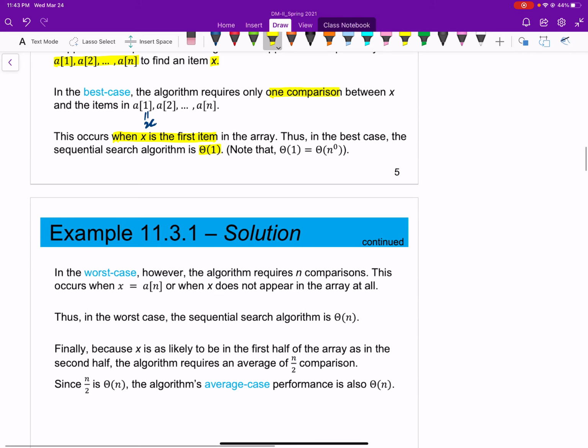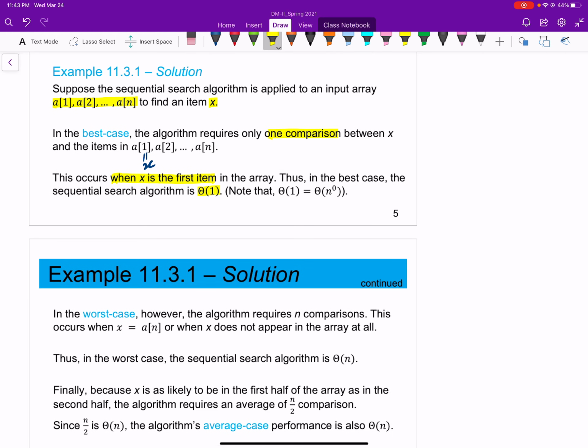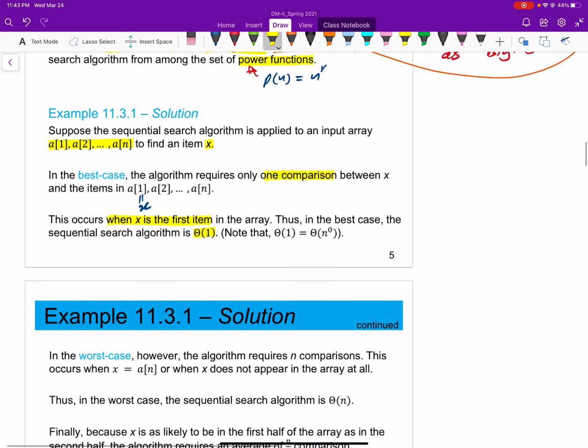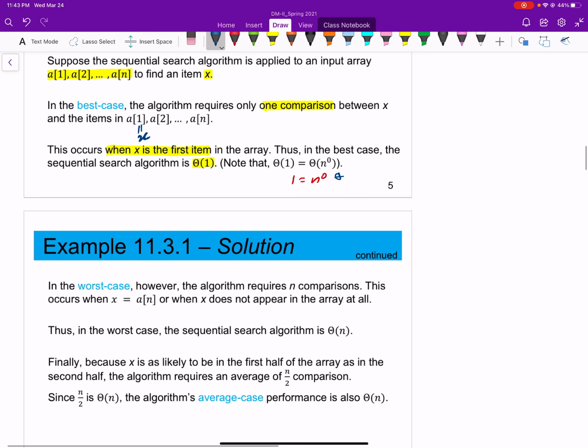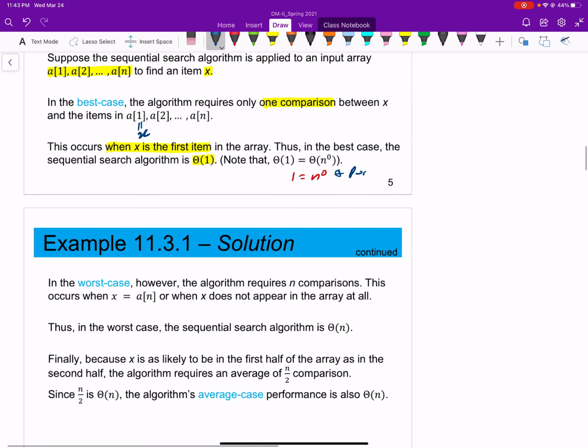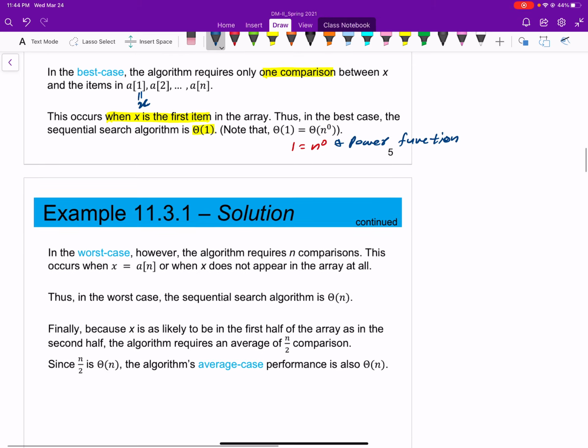So you have to use power functions for that. Something like this is a power function. Of course, 1 is a power; you can represent 1 as n to the power 0. So n to the power 0 is a power function. Good. So let's move to the next slide.